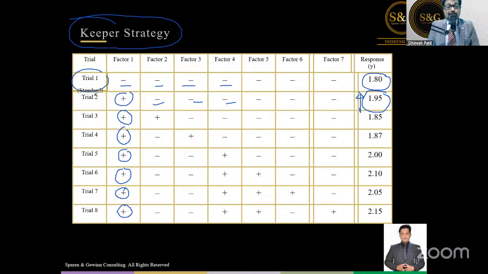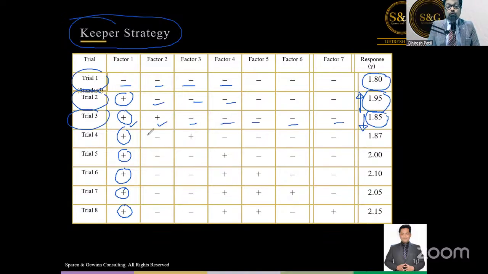Let's say the third trial. Okay. In the third trial, they will keep the first setting as it is. Now they will change the second setting. Okay. Remaining settings will remain at the lower setting. Now they are observing it has reduced from 1.95 to 1.85.